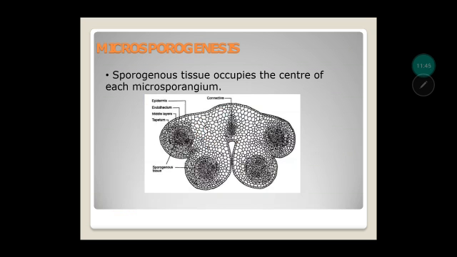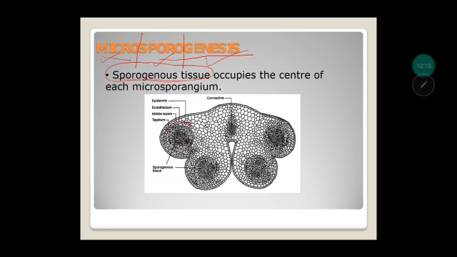Next, there is a process which is called microsporogenesis. If we split this term, you can see micro means small, spores, and genesis means formation. Before discussing what exactly is the formation of these small spores, let us look at sporogenous tissue. So what is a sporogenous tissue? It is a loose collection of cells which are present at the center of each microsporangium.